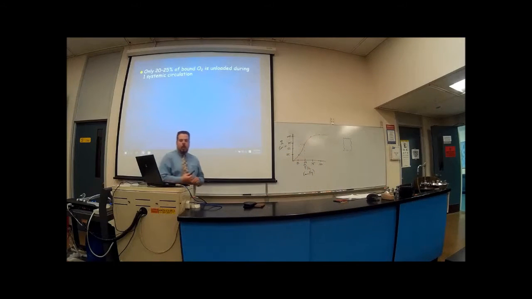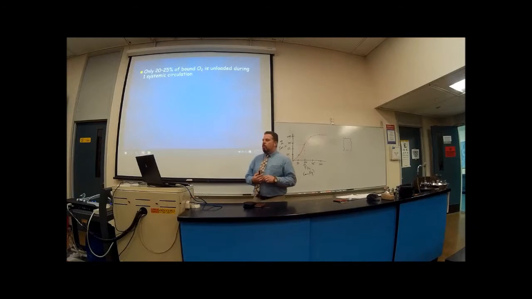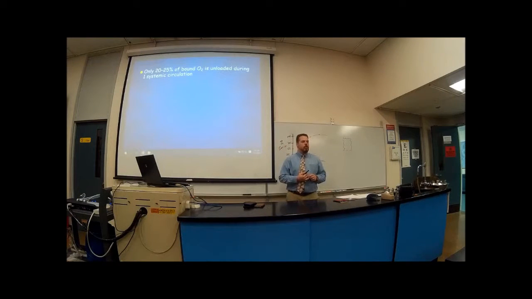Only 20 to 25% of bound oxygen gets unloaded in one systemic circulation. Meaning, at rest, now look what's going to happen here. A red blood cell comes up. It's going to get saturated with oxygen, 100% saturation. It's going to go around your whole body. By the time it gets back here, 75% is still on it. Only 25% came off.